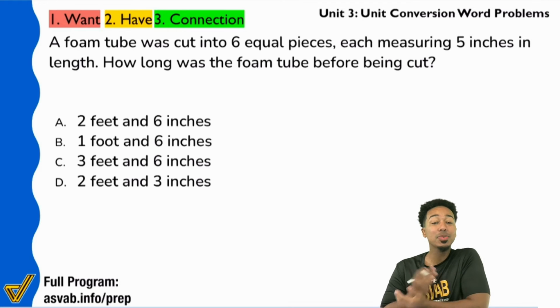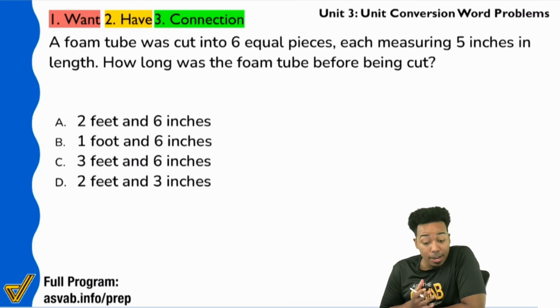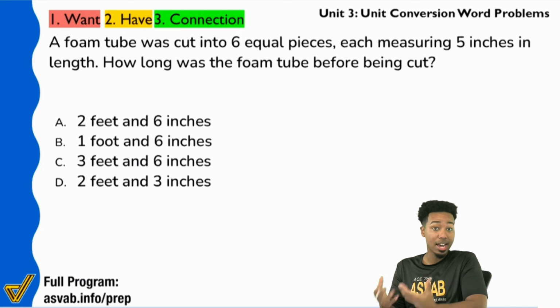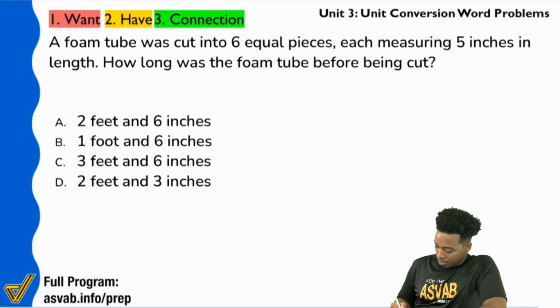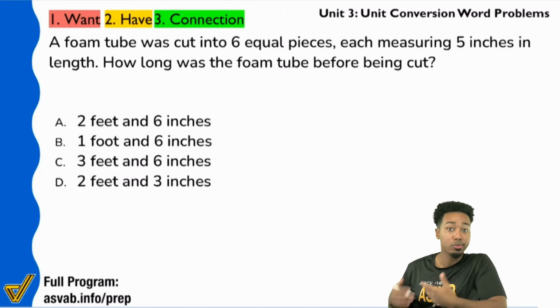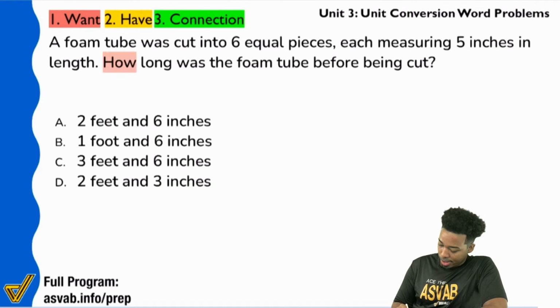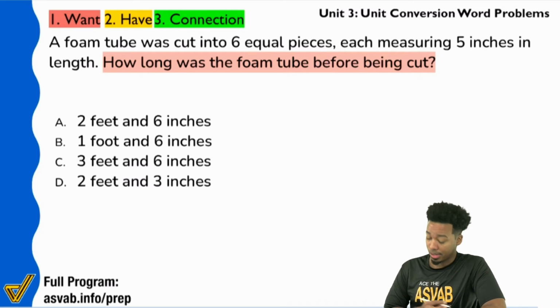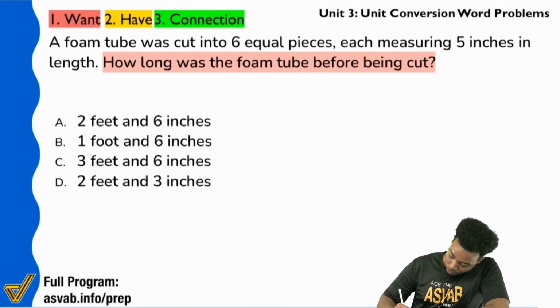All right, now let's get into an example here that can definitely trick a lot of people if you're not really careful about knowing what the question's asking. So right in the beginning, we always want to start off with the question, what do we want? So right here, how long was the foam tube before being cut? Okay, now there's a key word in here that if you don't pay attention to, again, it's going to make a big difference. So here's what we want. We want how long was the foam tube.